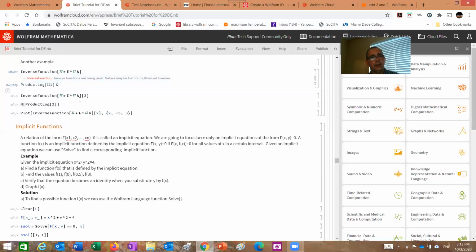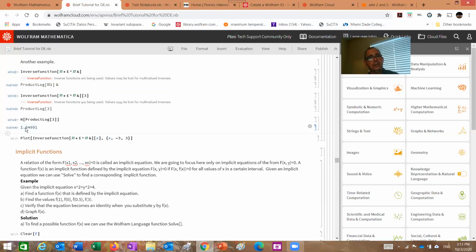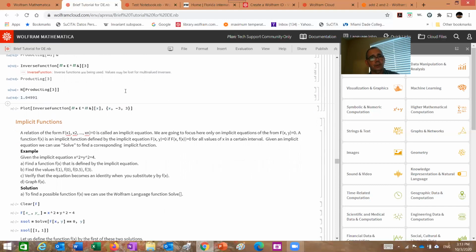Then another example: you evaluate the inverse function at 3. The inverse function of that function x times e raised to x, evaluated at 3, gives you ProductLog of 3. Well, it doesn't tell you too much because you don't know what the product log of 3 is, but you can get an approximate value using the function N. So here, you press enter, and you get 1.04991. So this is the approximate value of that number.